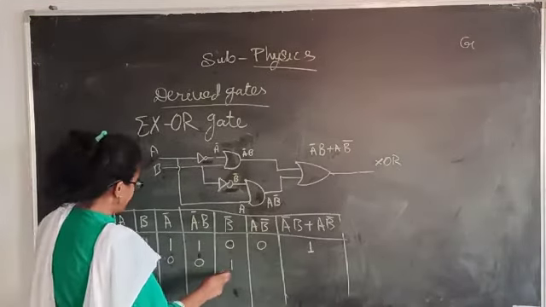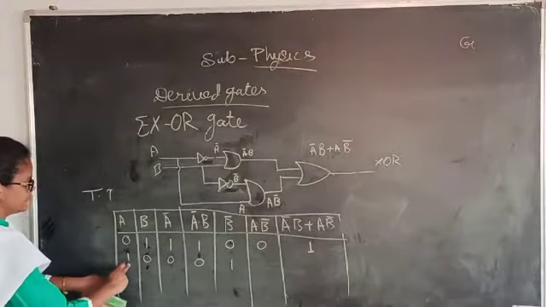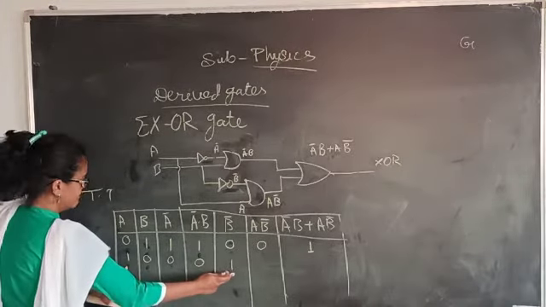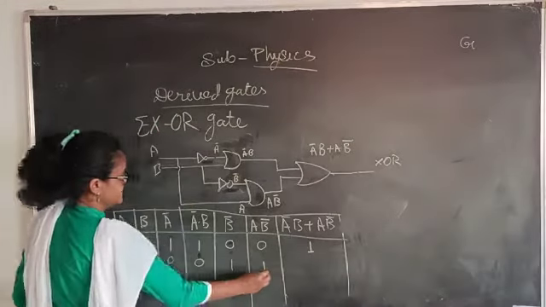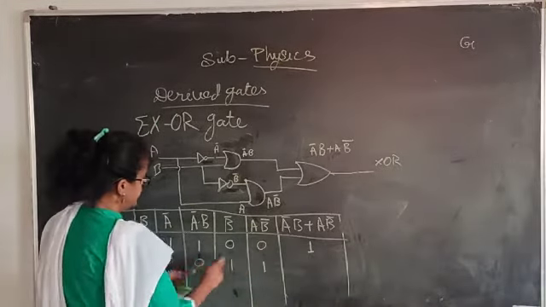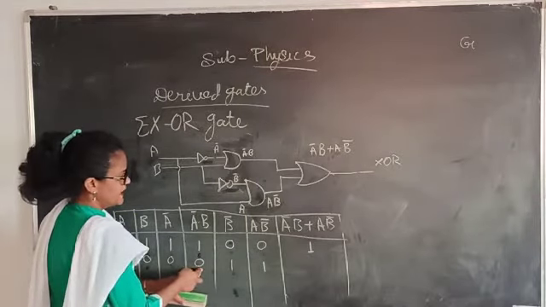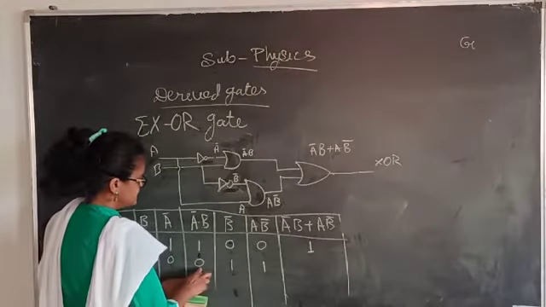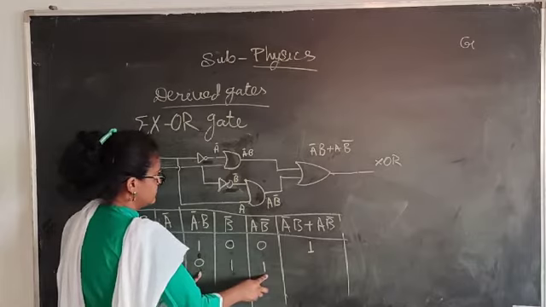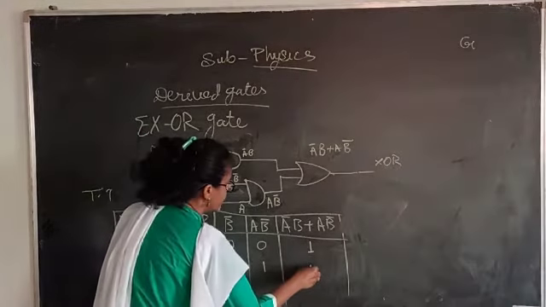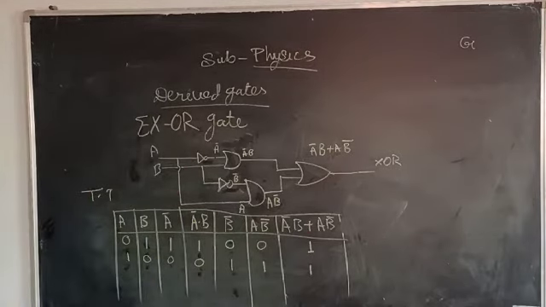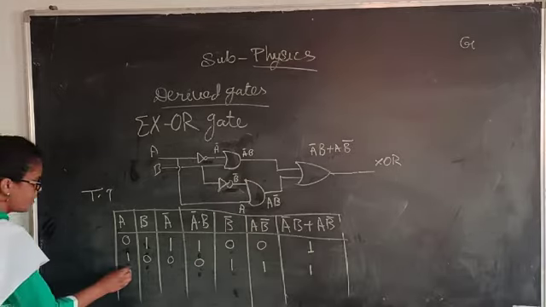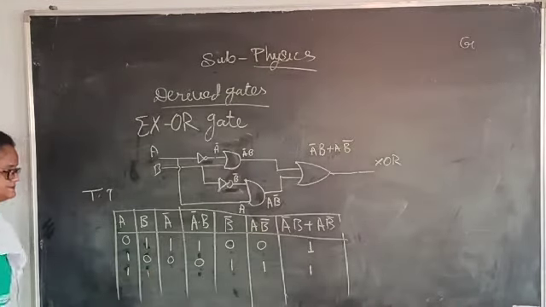Now A into B bar. What is A? A is 1 and B bar is 1. Both are high, means output is high. Now A bar B is 0 and AB bar is 1, so 0 plus 1 means this is 1, since we have OR. Okay. So another input will be 1, 1.